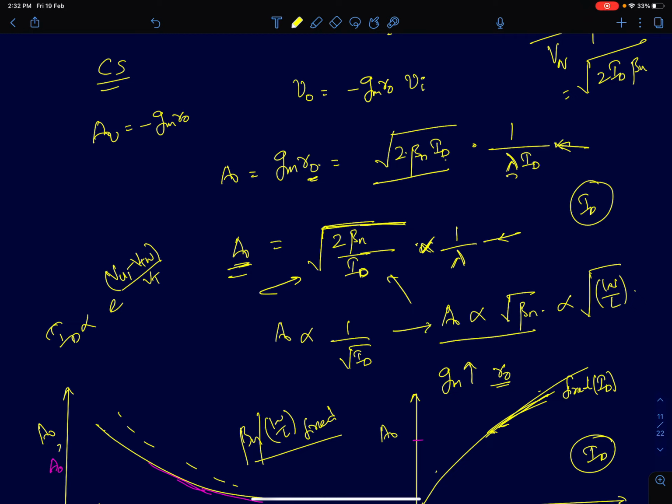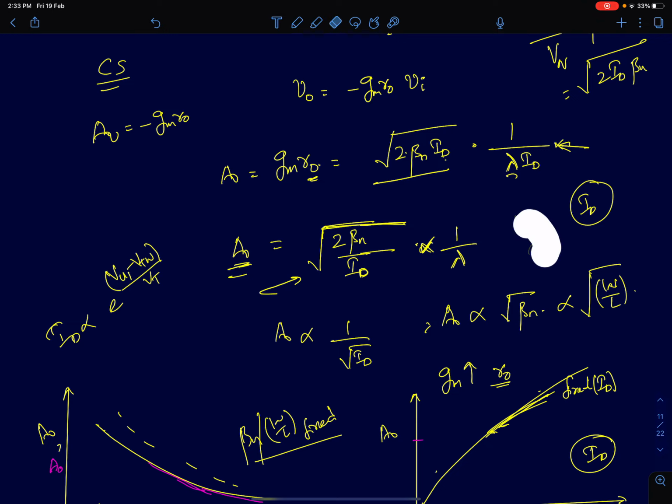So here the W by L ratio should increase, length itself should remain constant. So we can say an increase in the width. So A0 will increase in proportion to root of W by L. In the third case, it's also dependent on 1 by lambda. Lambda is your channel length modulation parameter. So if you have a smaller channel length modulation parameter, you can expect a higher intrinsic gain. And we also discussed that this channel length modulation parameter lambda depends upon channel length. So the longer the channel length, the smaller will be your lambda.